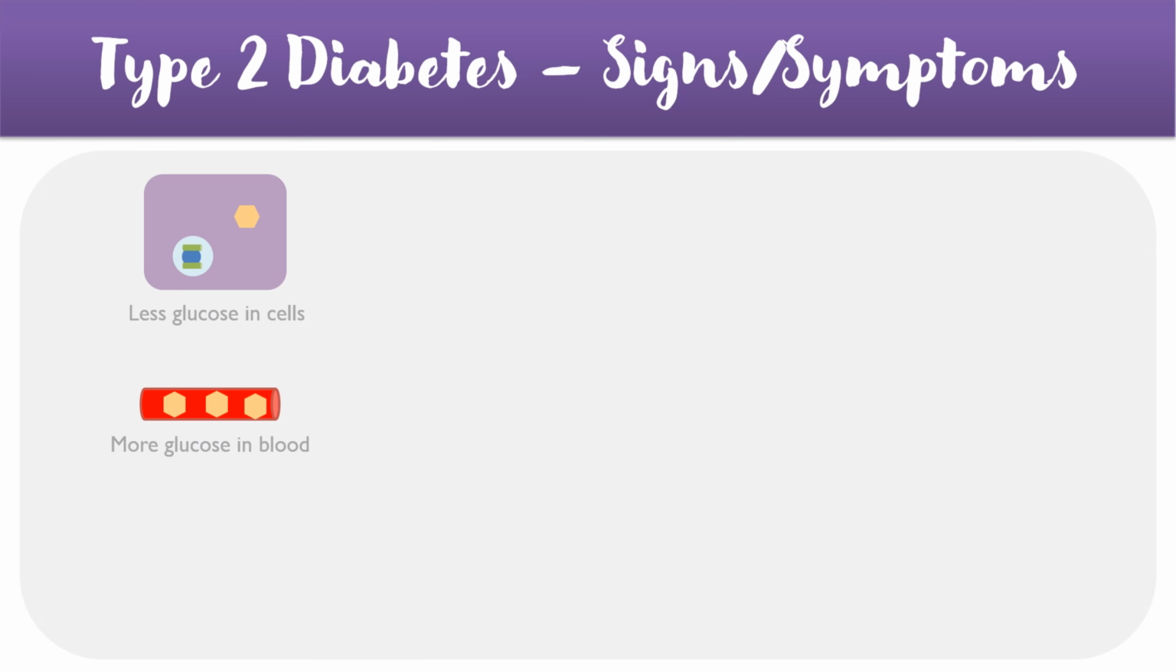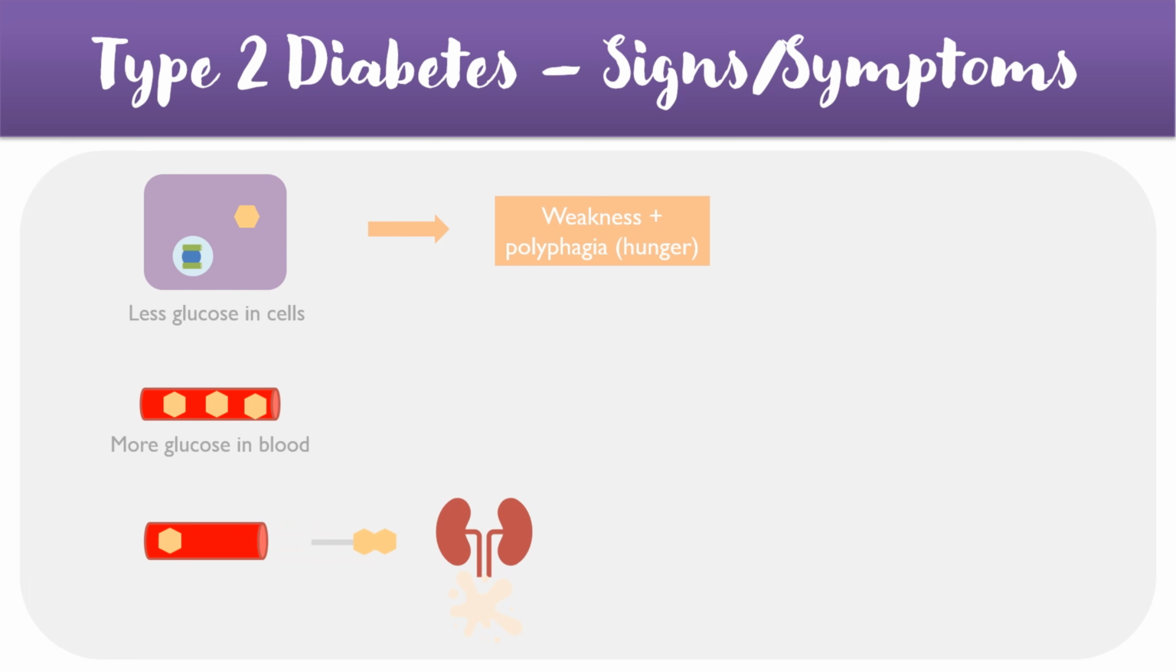Okay, so with less glucose being present in the cells, there's going to be less glucose available for metabolism, resulting in decreased energy production by cells. And this can cause symptoms such as weakness and polyphagia or increased hunger in patients. With more glucose being present in the blood, the high glucose concentrations can drive glucose into the urine, and this results in the first sign of glycosuria.